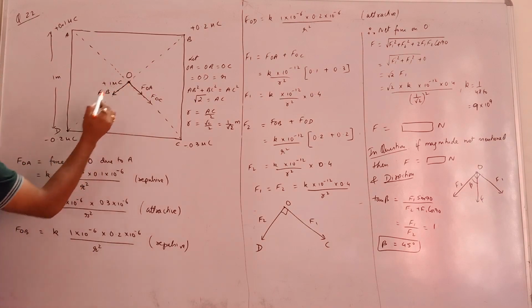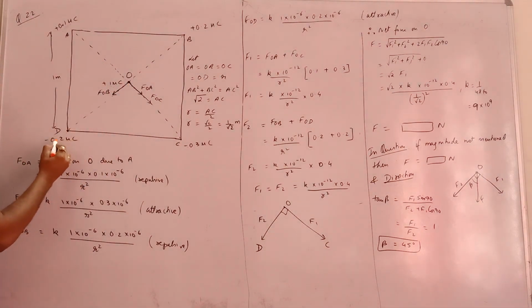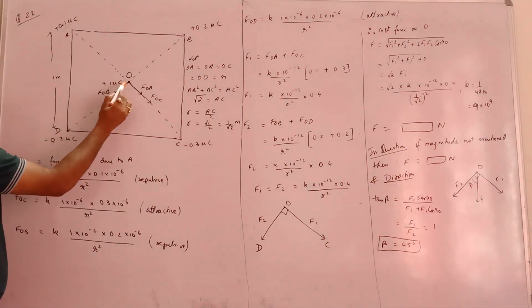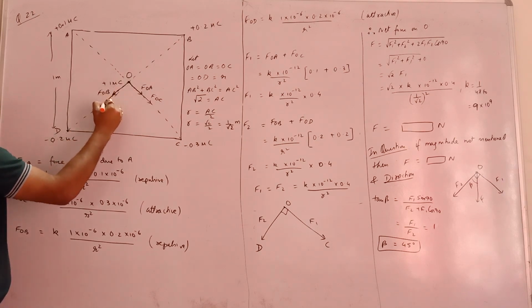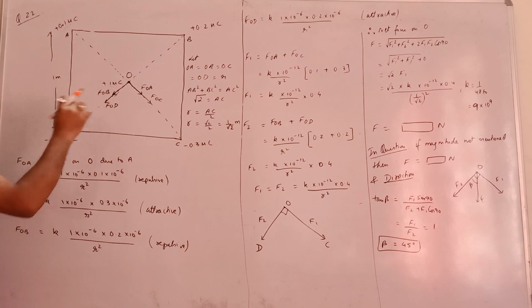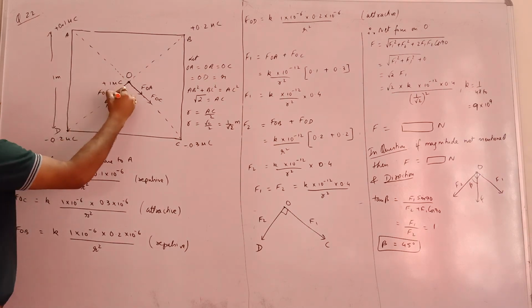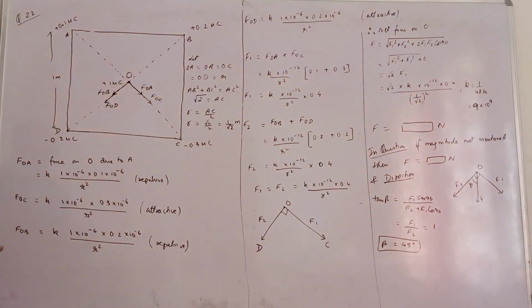Similarly, force on O due to D. This is negative and this is positive. That means this charge will try to attract, so it will come to this side, force on O due to D. Now the figure is complete. Now the whole thing can be copied. So we understand there are 4 forces acting on O. These are the 4 forces.